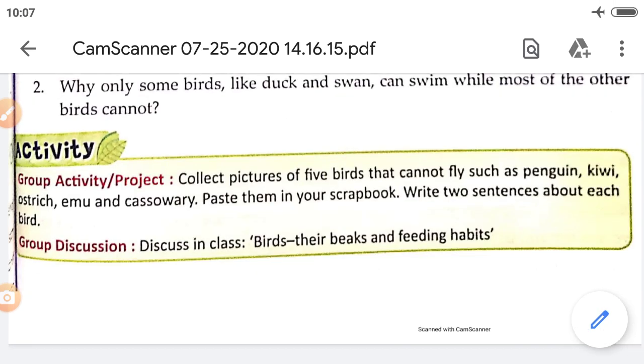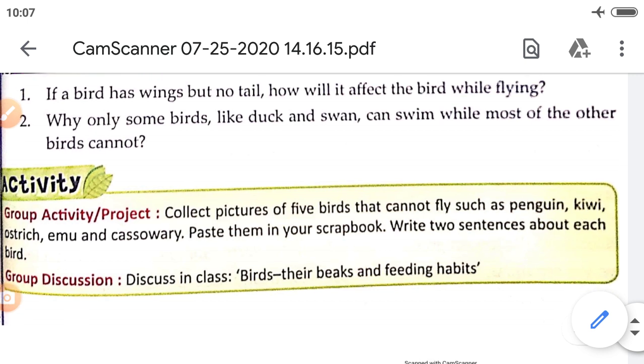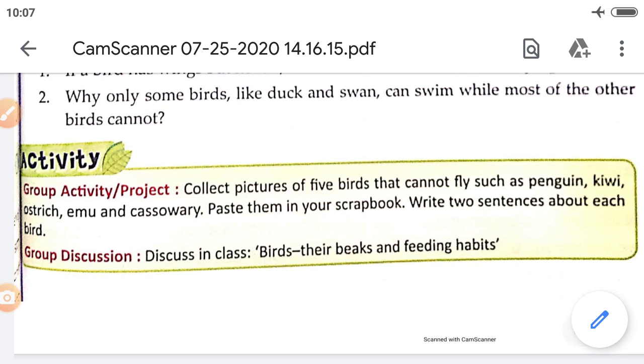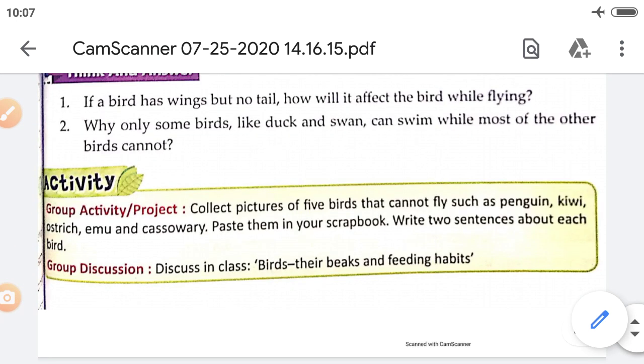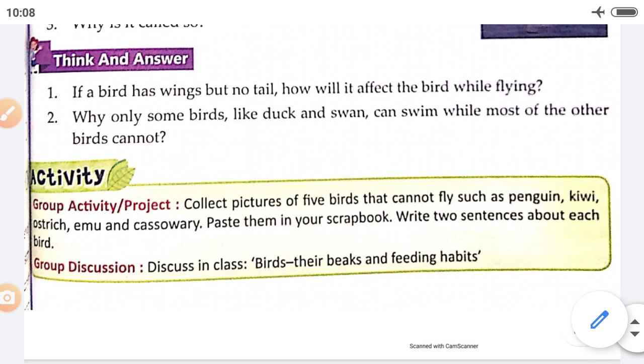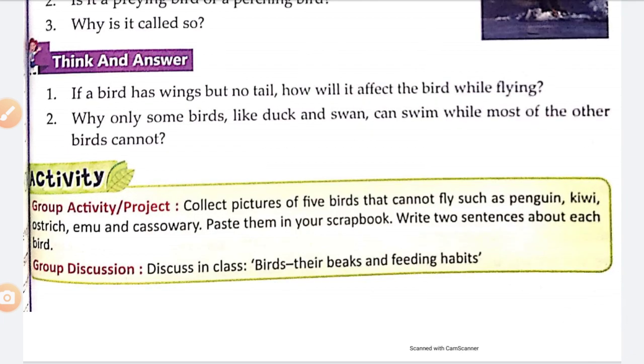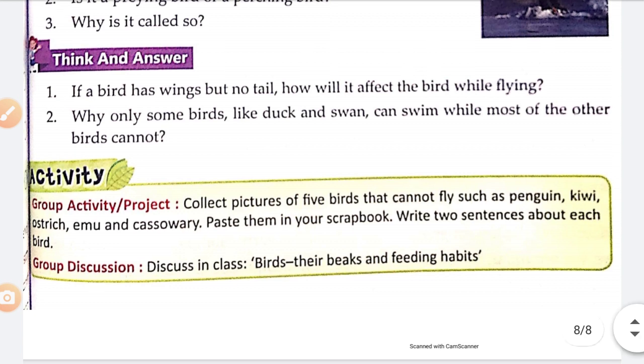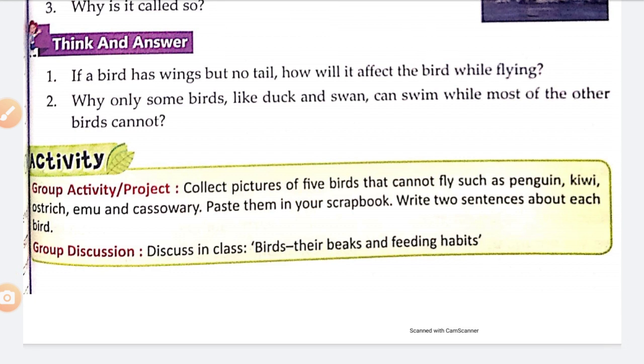Why can only some birds like ducks and swans swim while most of the other birds cannot? Because they live in the water and their food is different. So they swim, and they have a special structure, means their feet and claws are different for swimming, and their beak structure is different for that habitat. Understood? Okay, activity we can take afterwards in the school.